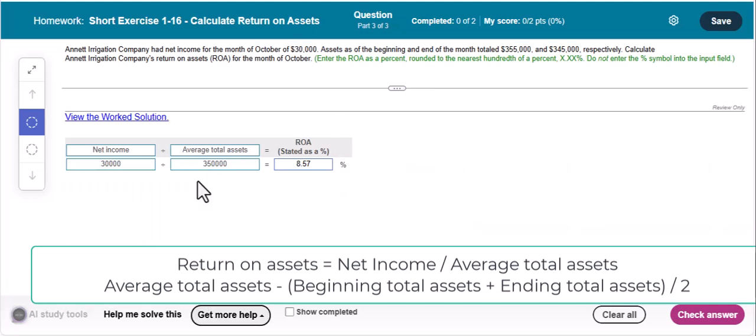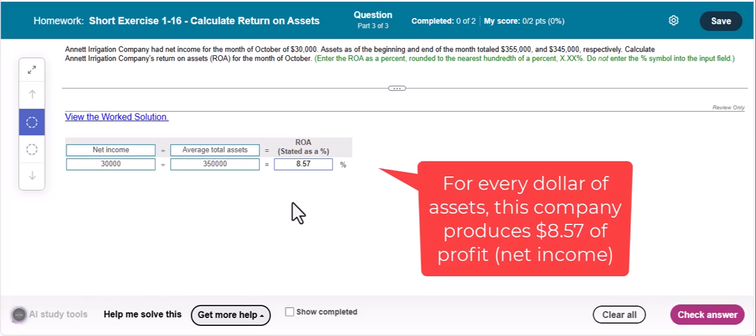So what does that mean? So notice the formula is net income on top, in other words, profit, divided by assets. So for every dollar of the thing on the bottom, so in other words, for every dollar of the denominator of assets, they generate $8.57. So in other words, for every dollar of assets, the company generates $8.57 of net income, also called profit, for every dollar of assets.